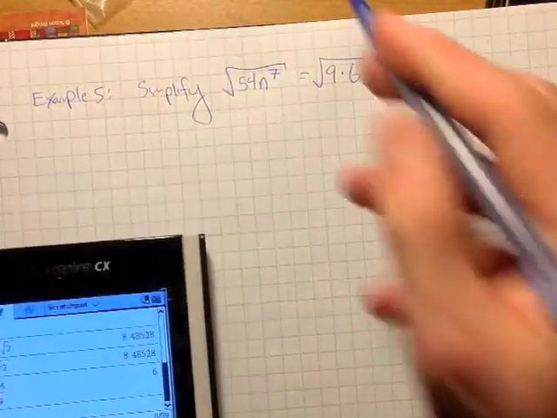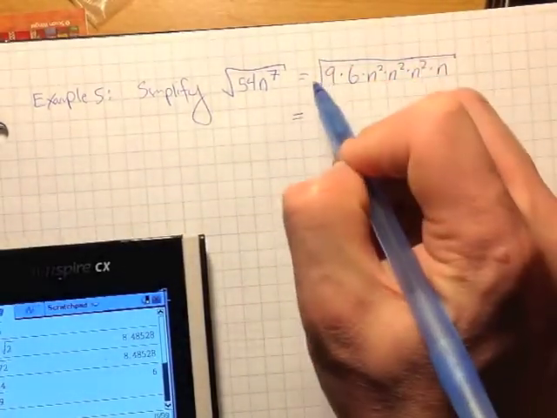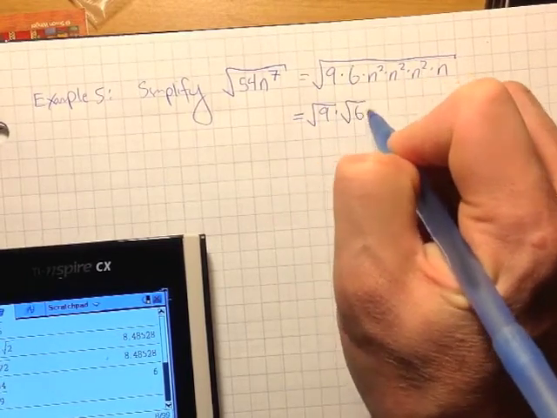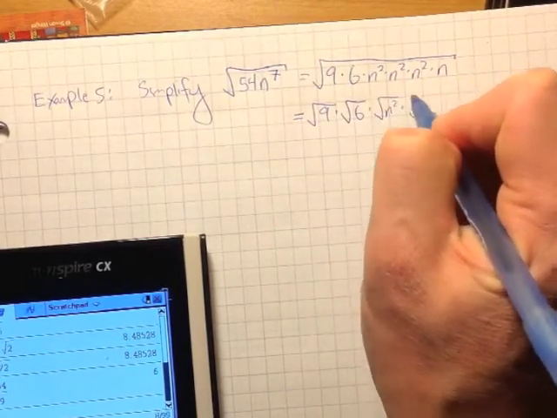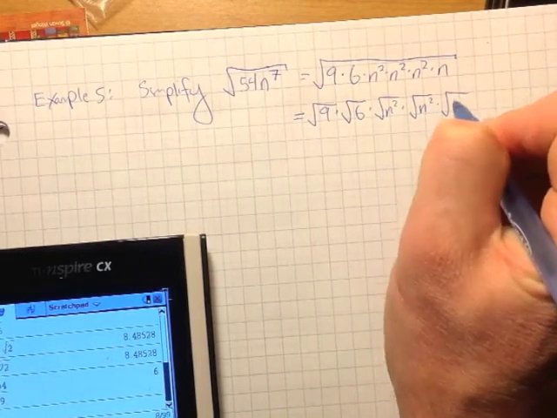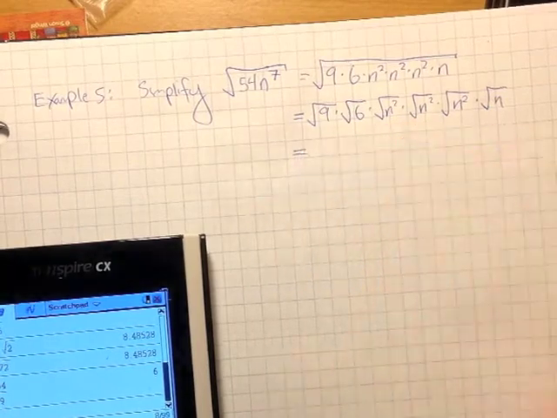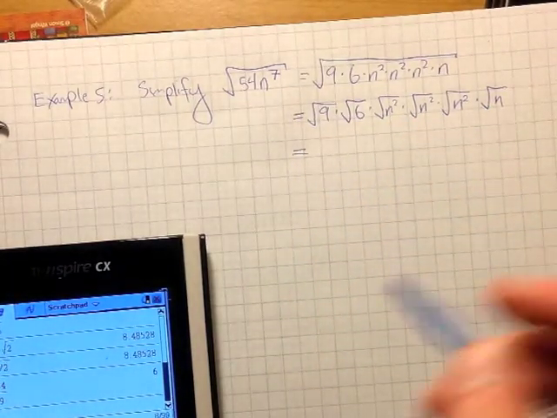Now from here, I can see that I have the square root of 9 times the square root of 6 times the square root of n squared. Again, I'm just showing a lot of steps here. If you can break away and do this all on your own, feel free, with as few steps as possible.